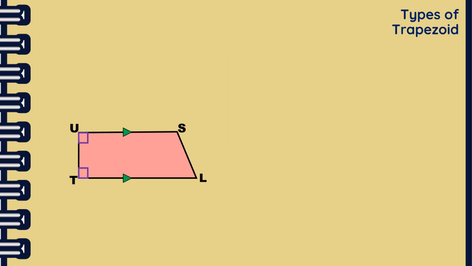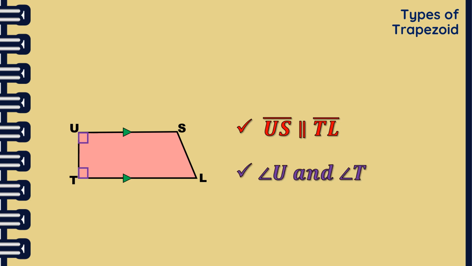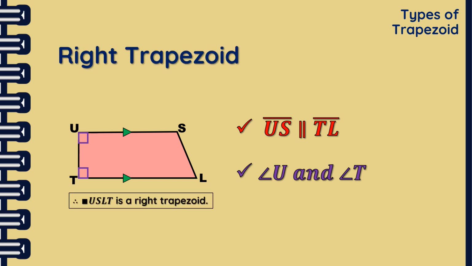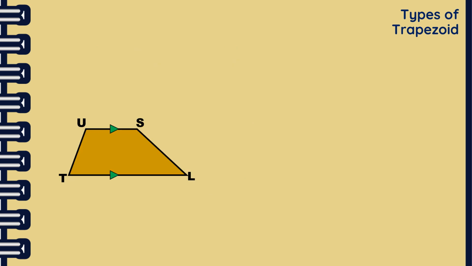The first type of trapezoid is given by quadrilateral USLT. In that trapezoid, segment US is parallel to segment TL. A pair of its angles are right angles, which are angles U and T. This trapezoid is called a right trapezoid. A right trapezoid has a pair of right angles.